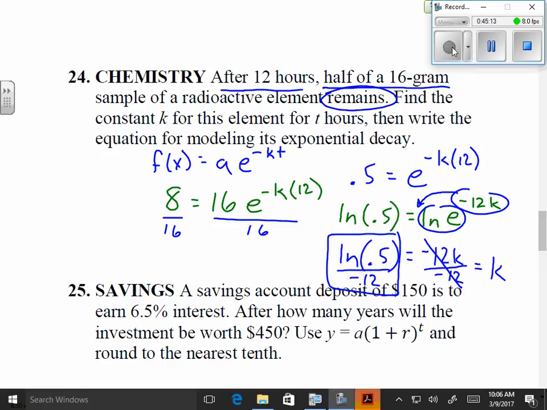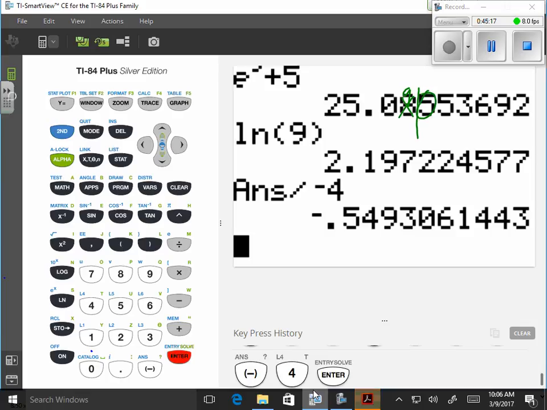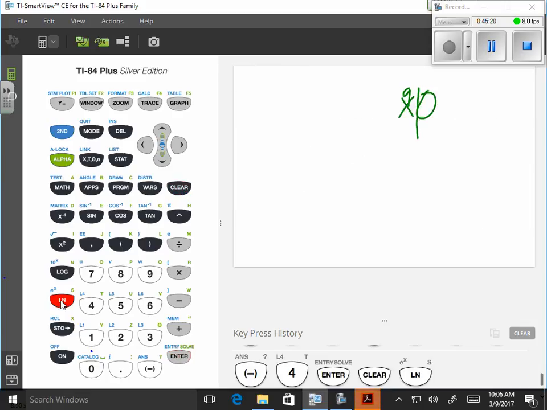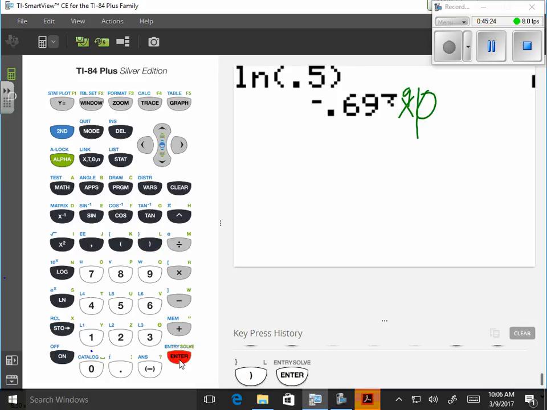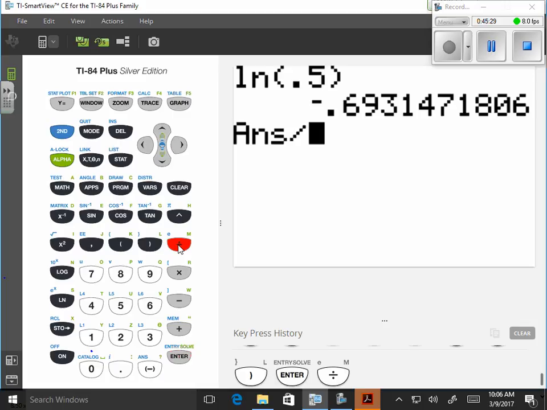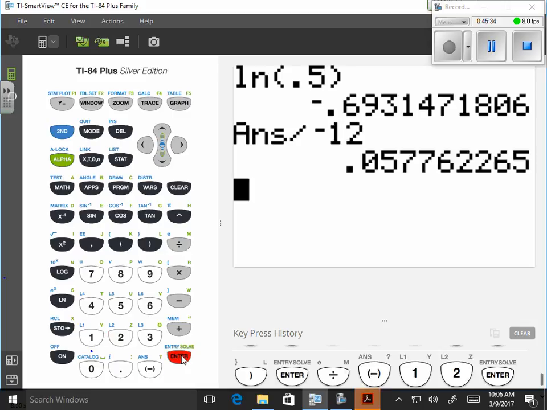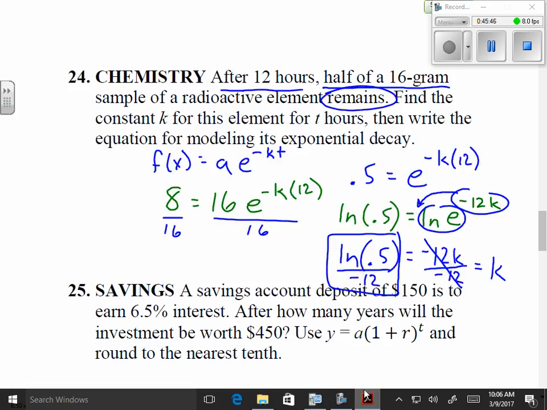Natural log of 0.5 divided by negative 12. 0.05776 would be 0.0578 to the 10,000ths place. 0.0578.